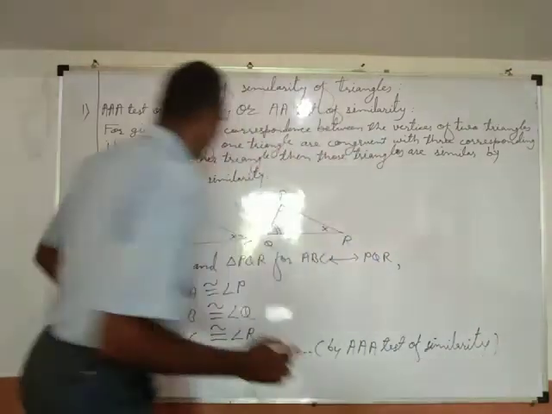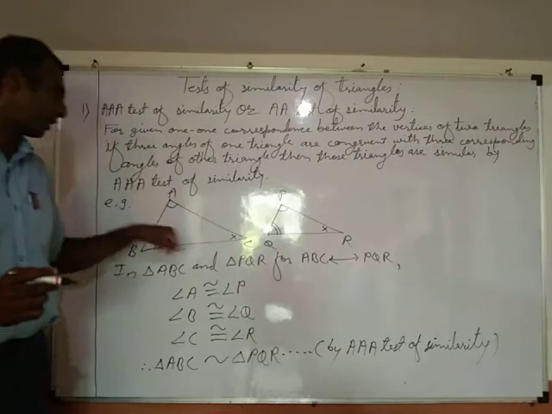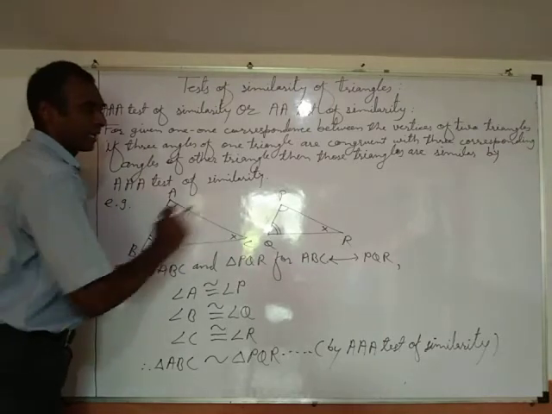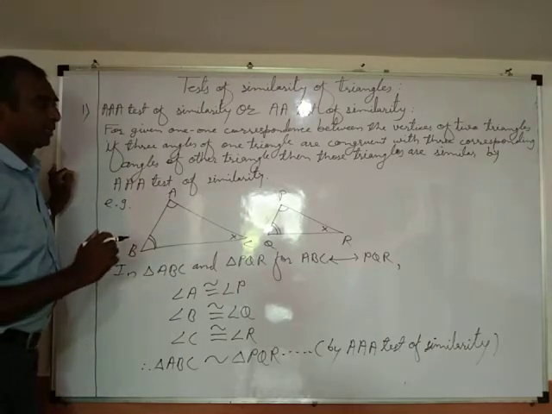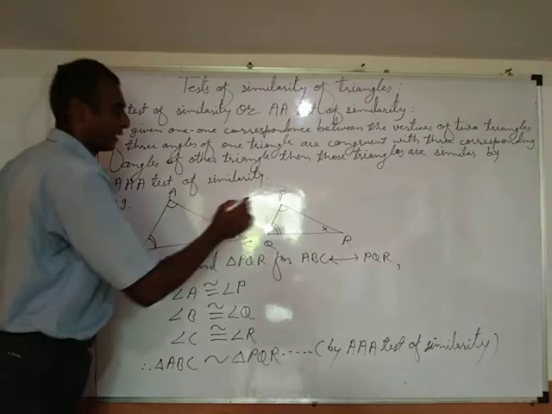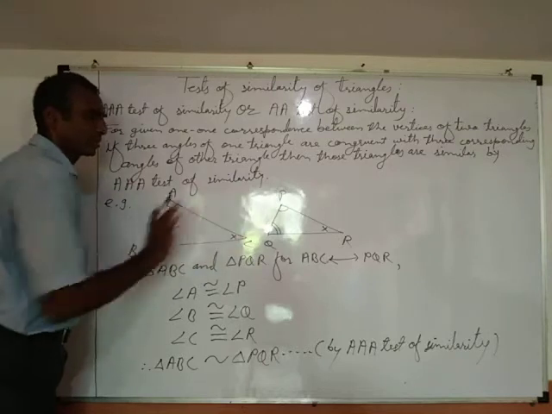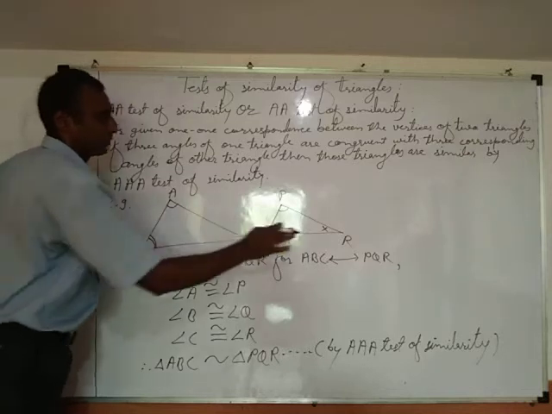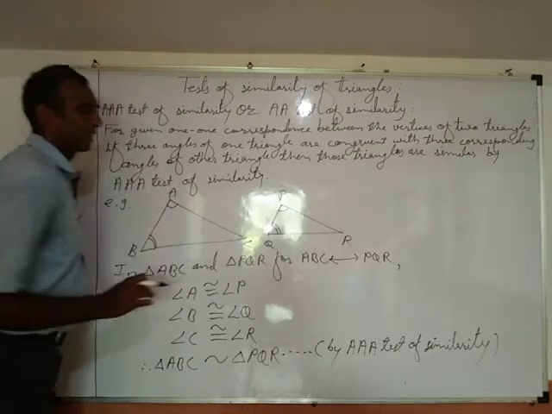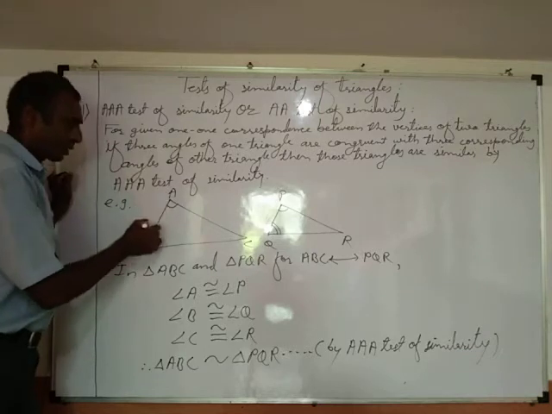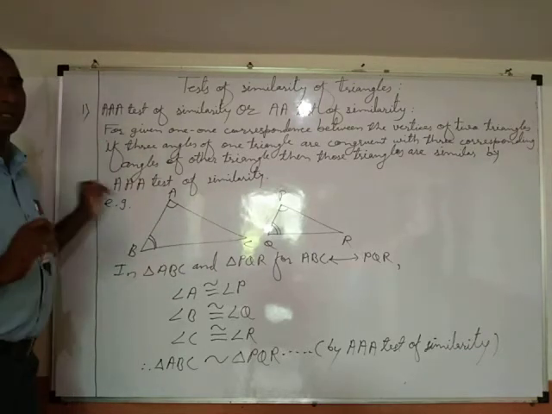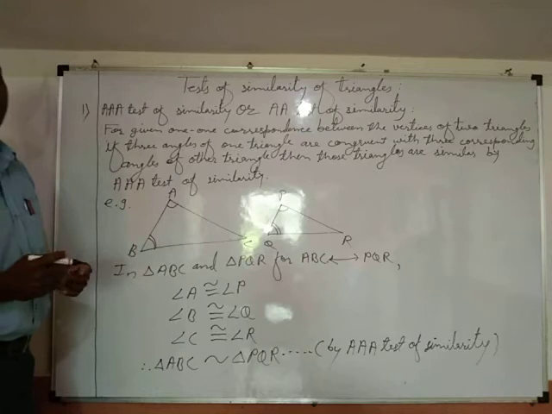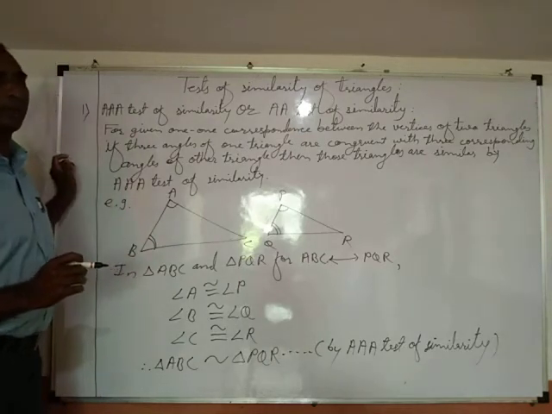Now, here you may note, we have checked three angles of one triangle with three corresponding angles of other triangle. We need not check all these three angles. It is sufficient to check only two angles with two corresponding angles, because if two angles of one triangle are congruent with two corresponding angles of other triangle, then third angles must be congruent with each other by angle sum property of a triangle.